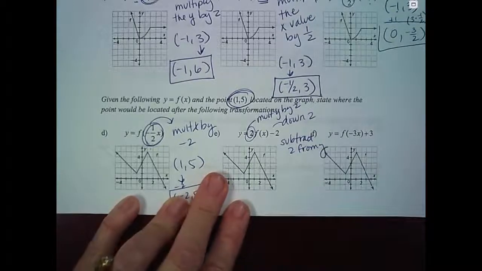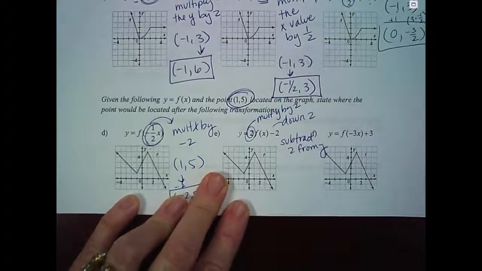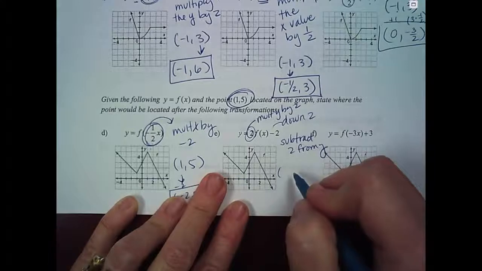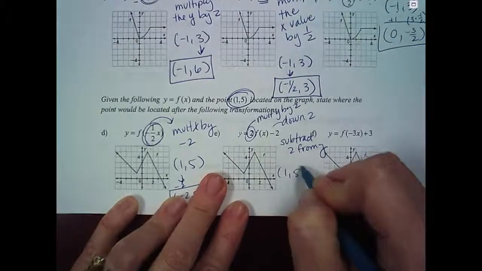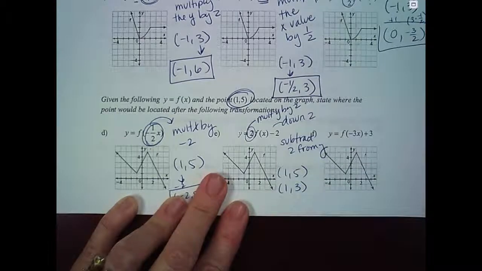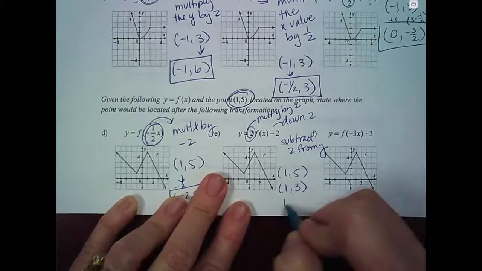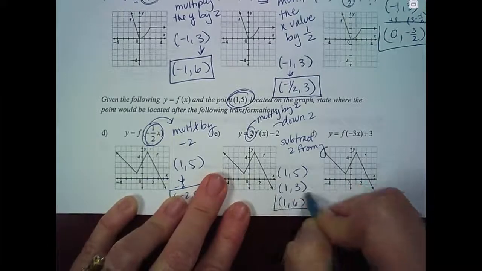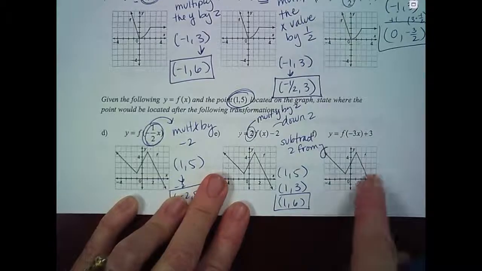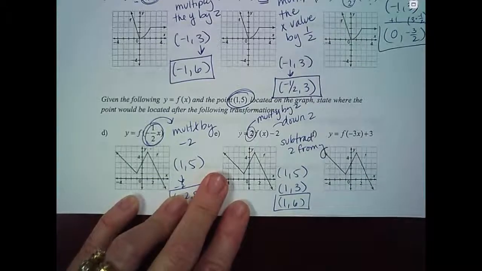So if I subtract 2 from the y, I was at 1, 5. Now I'll be at 1, 3. If I multiply the y by 2, I'm going to be at what? 1, 6. So we're going to skip that just because of time.